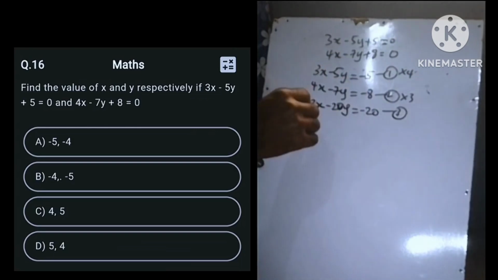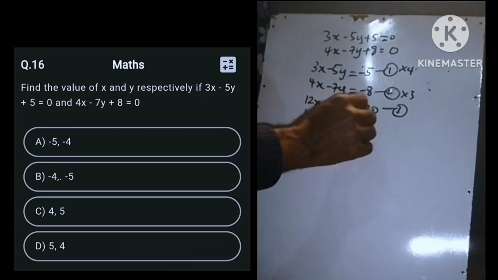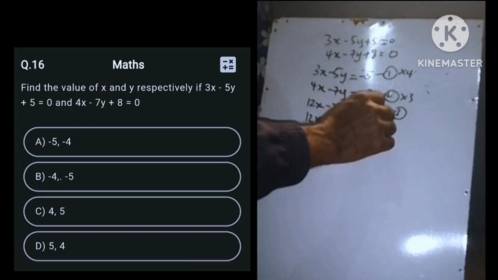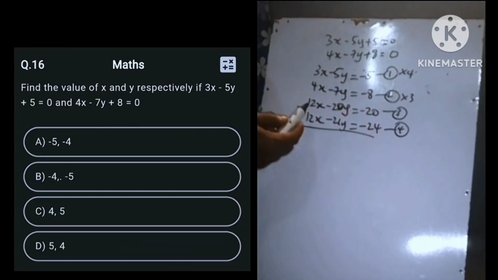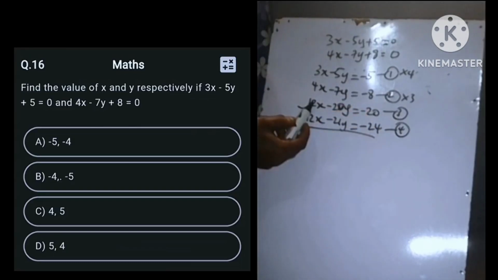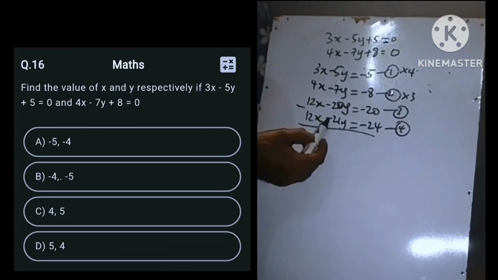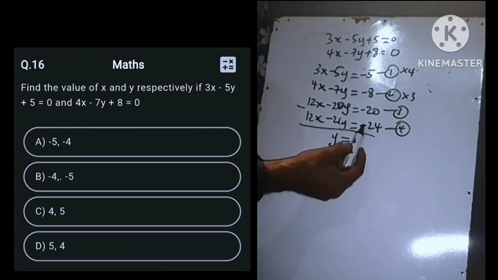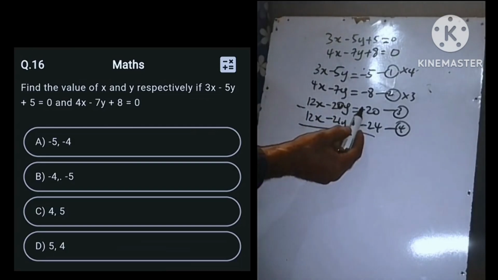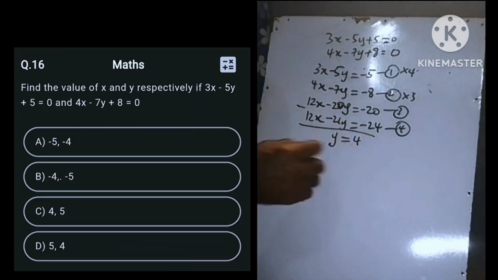Now 3 times 4 is 12x, 3 times 7 is minus 21y, equals 3 times 8 is minus 24. That is equation 4. Now all we need to do is just to subtract. You say equation 3 minus equation 4, which is 12 minus 12, is gone. So this minus times this minus is plus. So we have minus 20 plus 21, that will give us y. Equals, this minus times this minus is plus, so minus 20 plus 24 will give us 4. So our y is equal to 4.